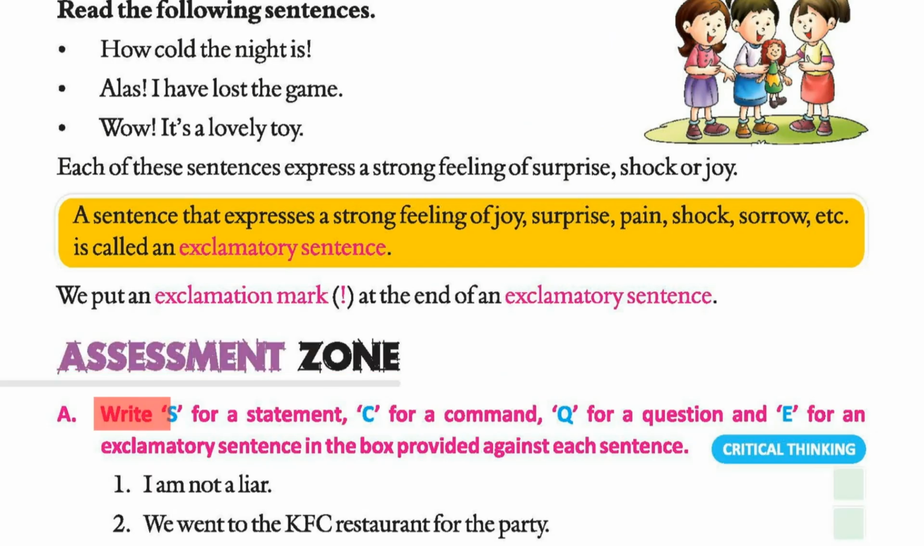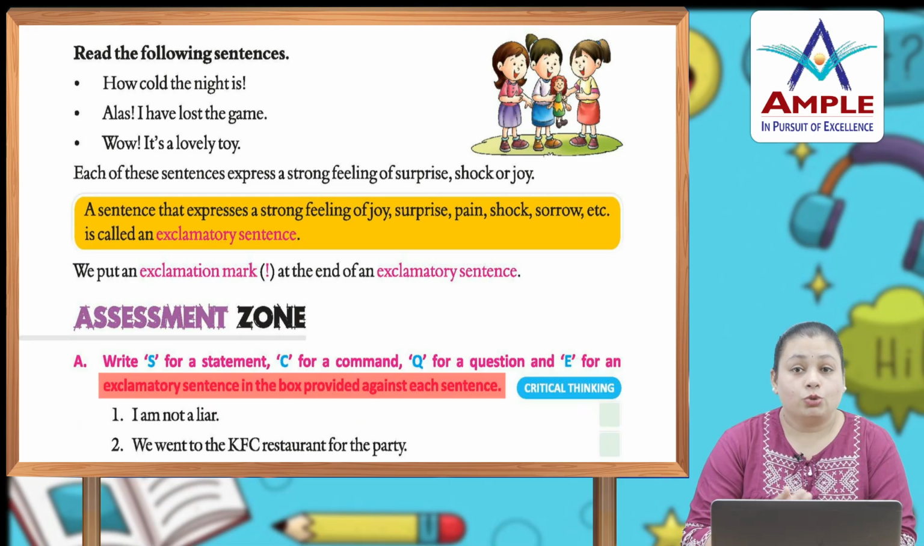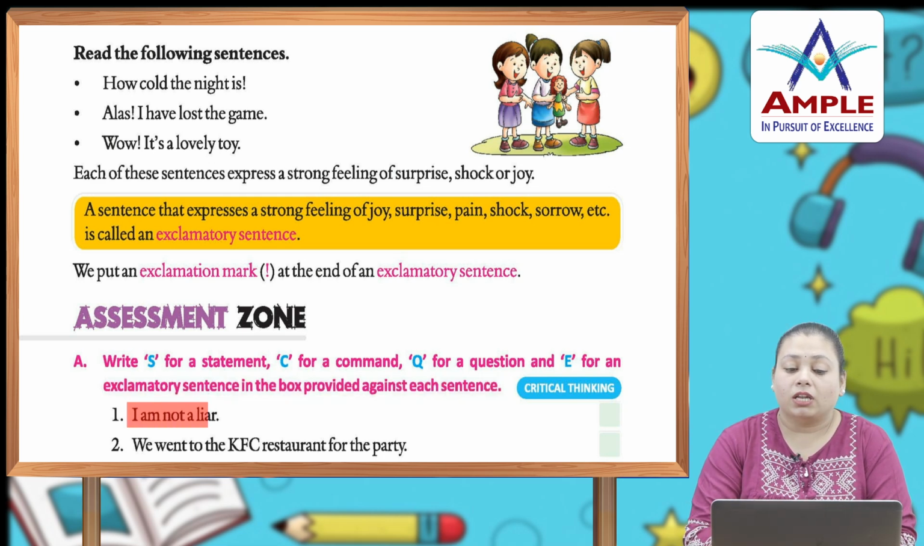Assessment zone. Write S for statement, C for command, Q for question, and E for exclamatory sentence in the box provided against each sentence. I will do 2 for you, and the rest you have to do on your own. Now listen carefully. Number 1, I am not a liar. It's a statement because it's stating something.